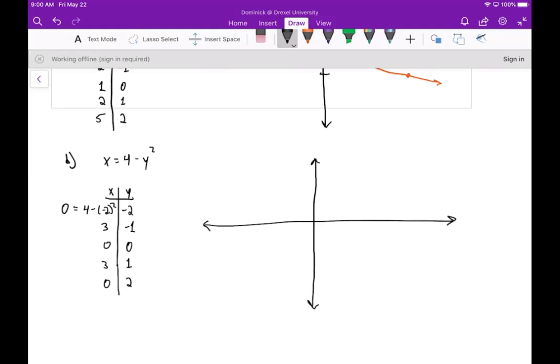Okay, so then we have, let's see, so I need to go, this is 4 again, I keep doing that. Okay, so we need to go 1, 2, 3, 4. And let's go ahead and plot our points. So it looks like I have a point at (0, -2). I have a point at (3, -1). I have a point at (4, 0). I have a point at (3, 1), and at (0, 2). So it looks like we have something like this.